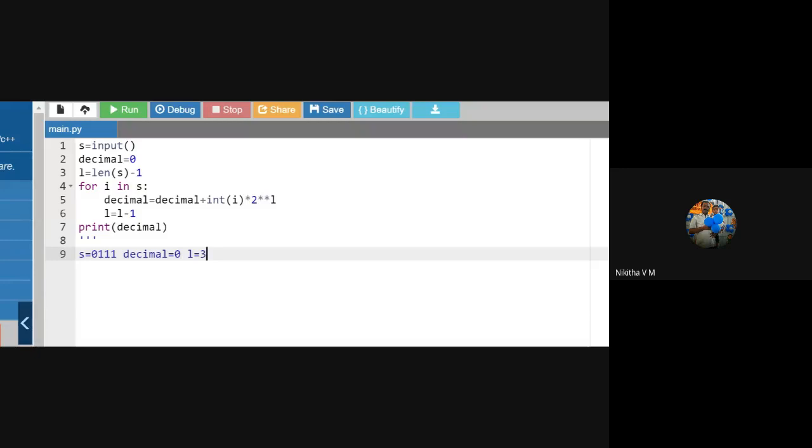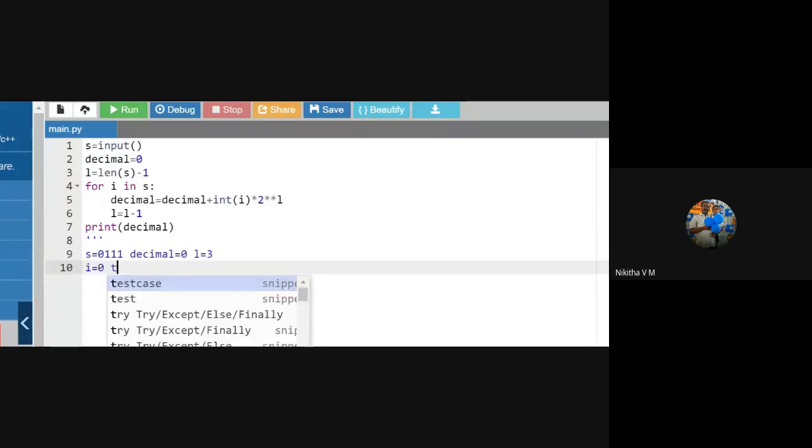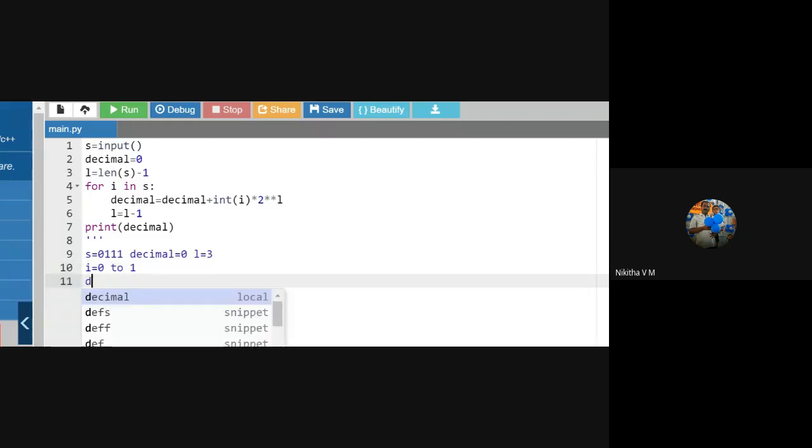Alright? Then, what are we doing? Iterating the for loop. Okay, I in S. So, I will be from 0 to the last digit, which is 1. But then remember, S is a string. So 0 and 1, all these are taken in the form of a string only. Alright? Later, what are we doing?